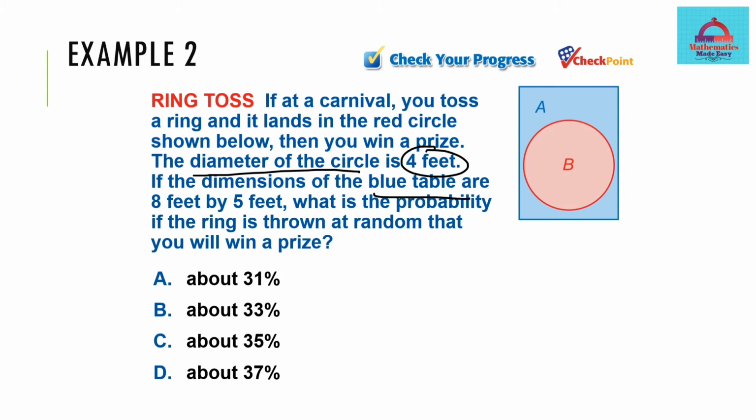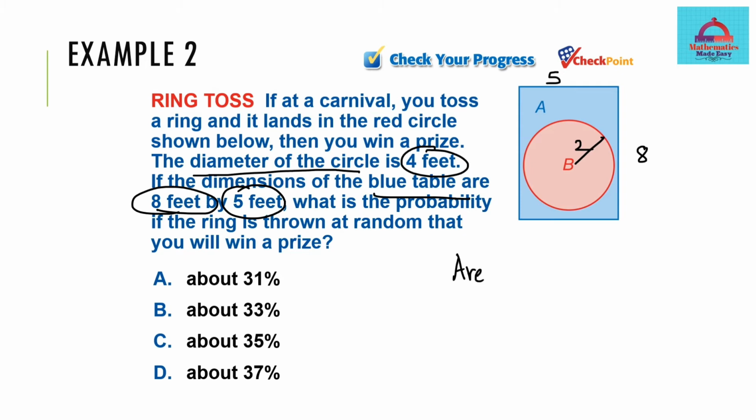And for the blue table, the bigger one, it's a rectangle. So dimensions are given 8 by 5. The longest is 8. This is 5. Radius already, because the diameter is given, is 2. So you can use this information to find the probability that the ring thrown at random will win a prize. So just use geometric probability area ratio.